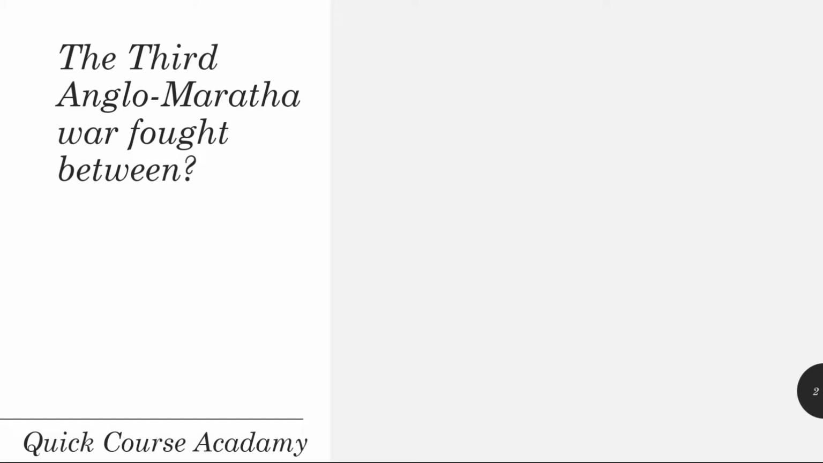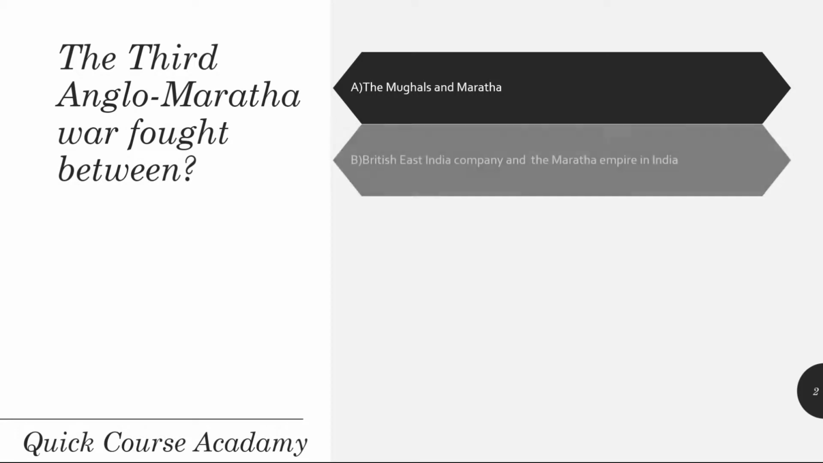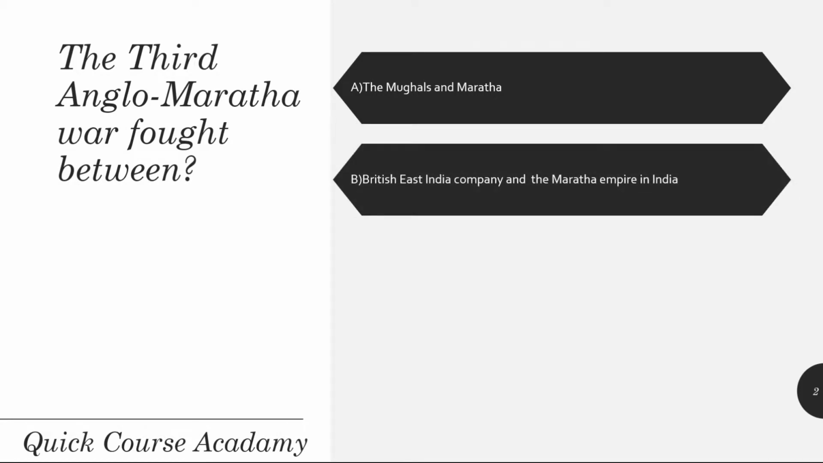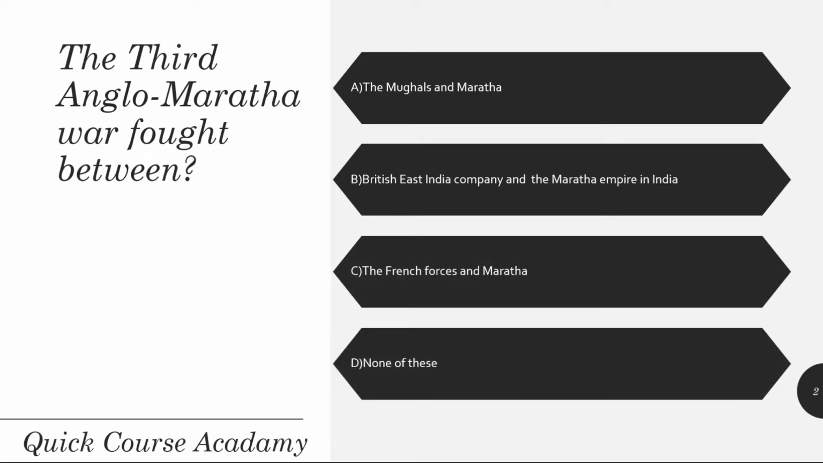Third Anglo-Maratha war was fought between the Mughal and Maratha, British East India Company and the Maratha Empire in India, the French forces and Maratha, or none of these? And the correct answer is British East India Company and the Maratha Empire in India.